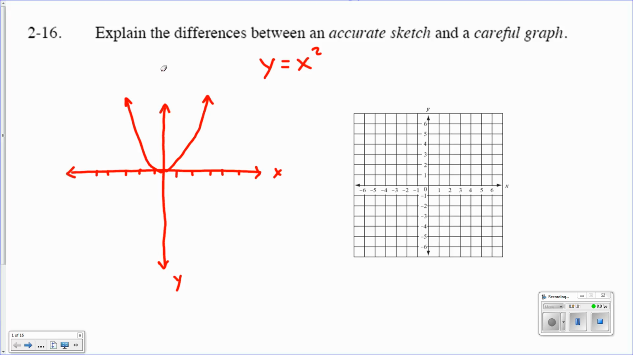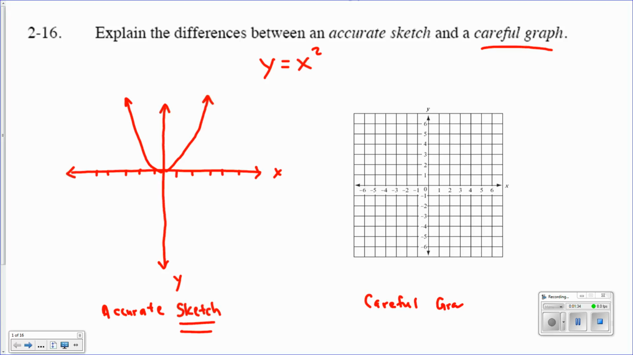So this here could be what I would consider to be an accurate sketch of y equals x squared. Is it exact? No, maybe not, but it's pretty close. It's pretty accurate. That's what it's going to look like. Now, if we're going to do a careful graph, this is more of just an accurate sketch. Over here, this is our careful graph.